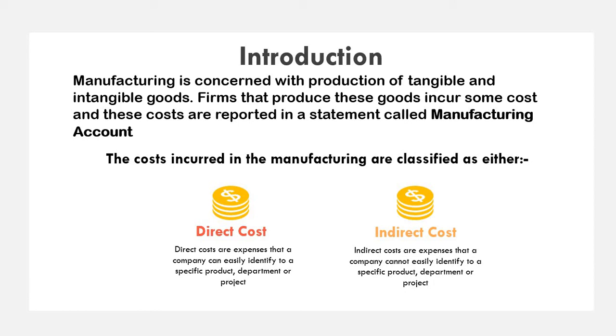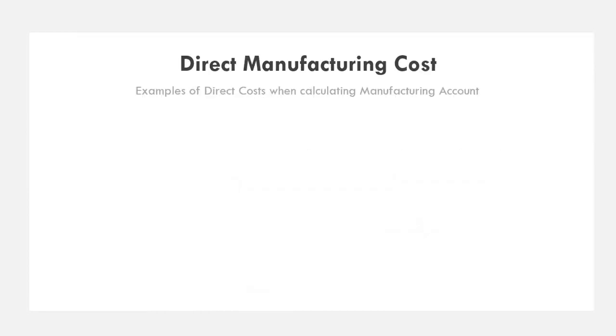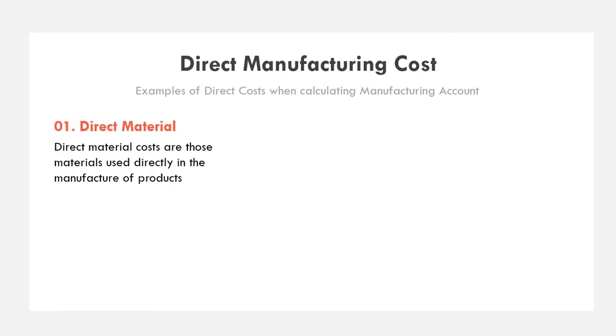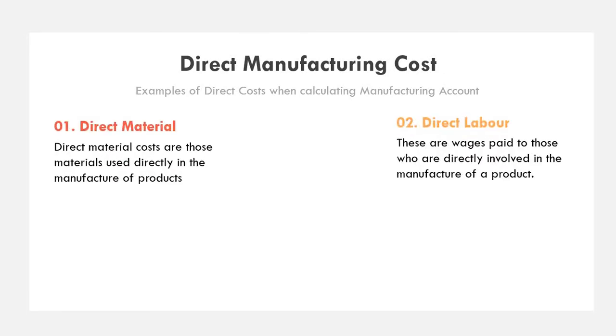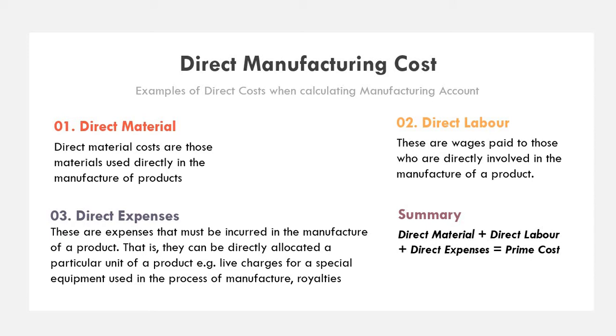There are two major classifications of costs. Number one include direct cost and indirect cost. Direct cost are further categorized into three. Number one, direct material, direct labor, and direct expenses. In summary, direct materials plus direct labor plus direct expenses give us prime cost.